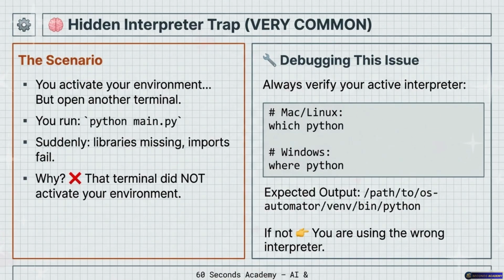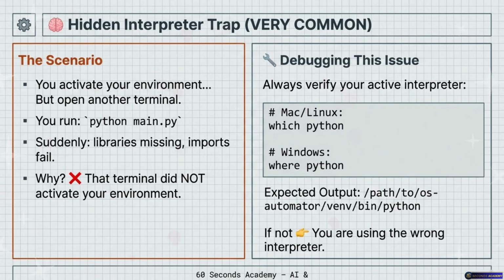Which brings us to the most important debugging skill you can develop. What's that? Whenever you encounter a missing library error, never assume you are in the right place. You must verify your environment. How do you do that? You literally ask the operating system, which Python are you currently using? By typing which python on Mac and Linux, or where python on Windows.